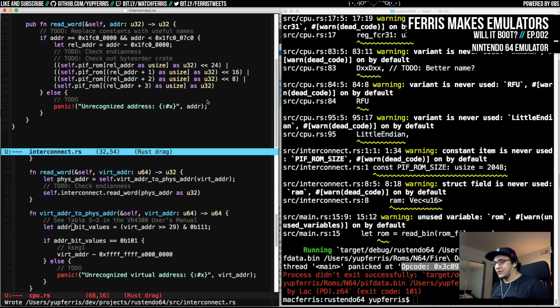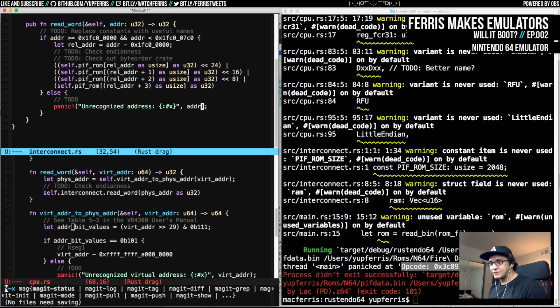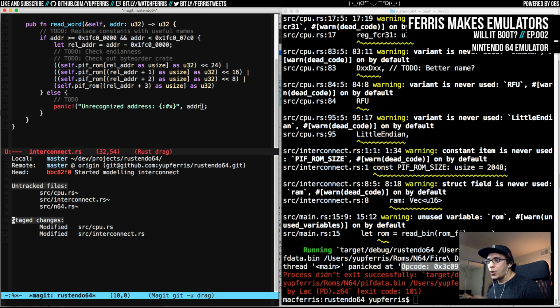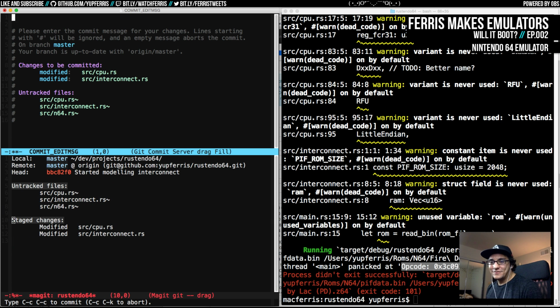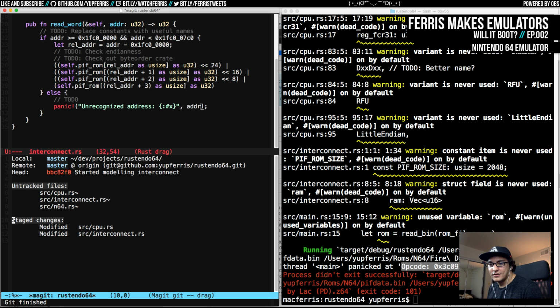So I'm gonna do a little commit here. Been a good ride today. So yeah, started reading opcodes. Good game, internet.